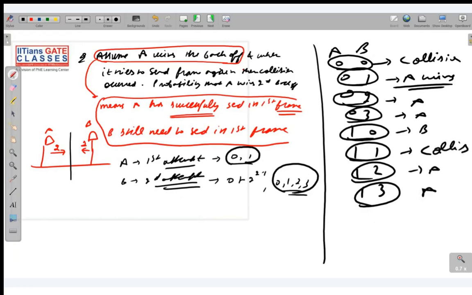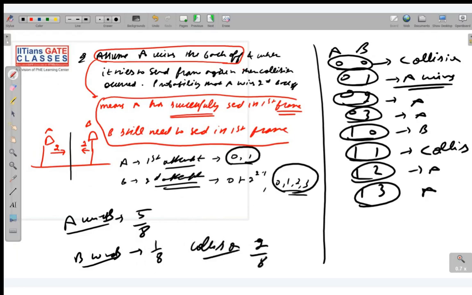No, sir, understood. Okay, so what is the probability that A wins the second back off? Count: 1, 2, 3, 4, 5. Five favorable outcomes out of a total of 8. So A wins the second back off with probability 5 by 8. B wins the second back off with probability 1 by 8. And collision is 2 by 8.